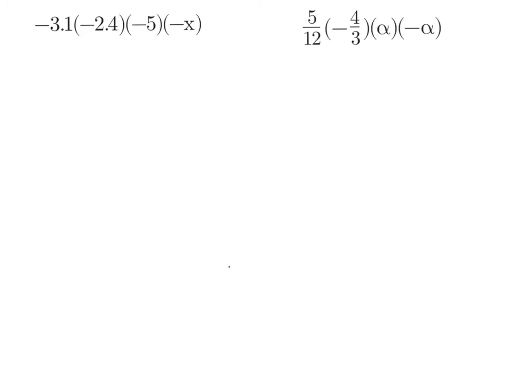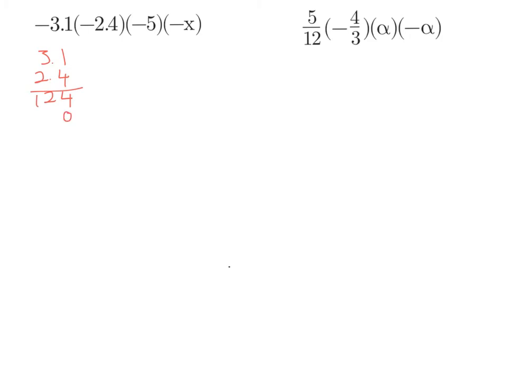Now, I know a negative times a negative is going to give me a positive, but I still want to multiply 3.1 by 2.4. So 1 times 4 is going to give me 4. 3 times 4 is going to give me 12.